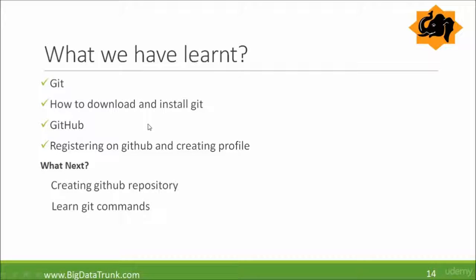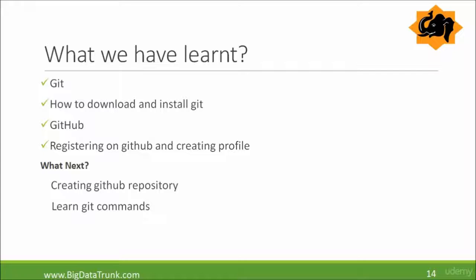So what have we learned? We have learned what Git and GitHub are. So now you know the basic difference between Git and GitHub. Git is a version control system which lets you work on your local machine, and GitHub is a web service that creates repositories on the web.